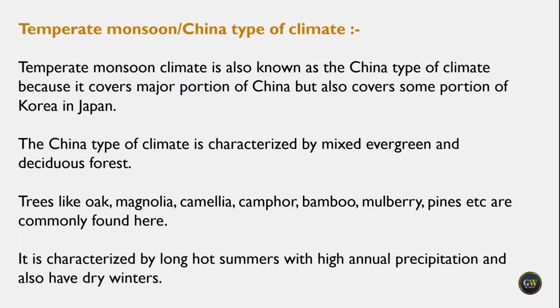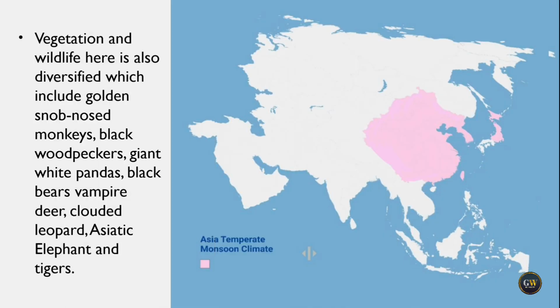Now we have another type of climate, that is the temperate monsoon or the China type of climate. This is known as the China type of climate. Why? Because these climatic conditions cover most of eastern China. The temperate monsoon climate is also known as the China type of climate because it covers a major portion of China but also covers some portion of Korea and Japan. Here you can see its location on the map. This is China, the eastern China, and some part of Japan and Korea.